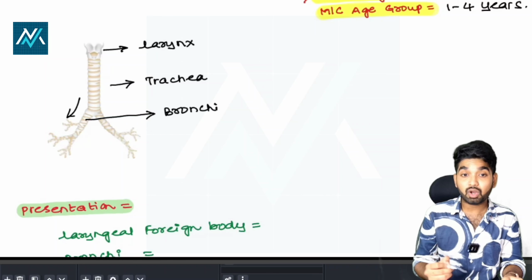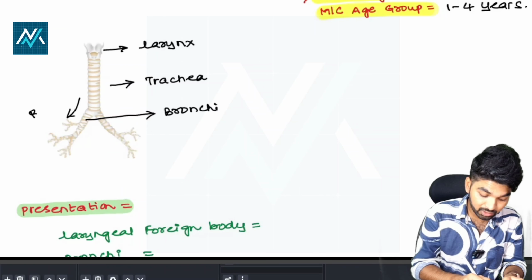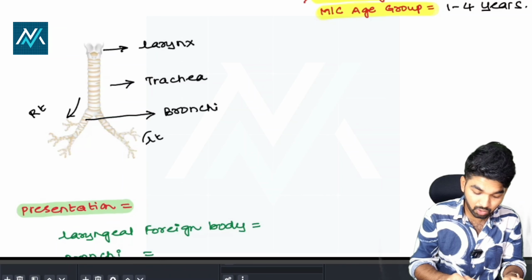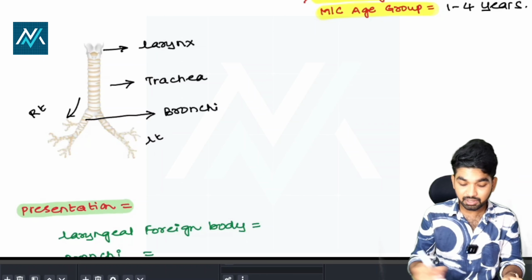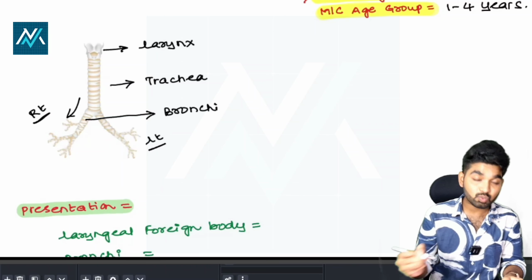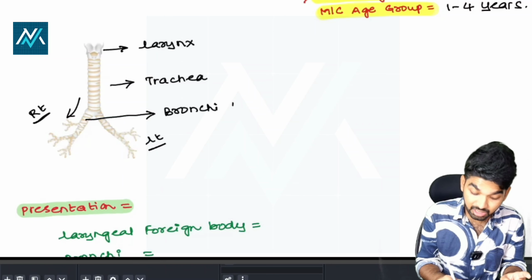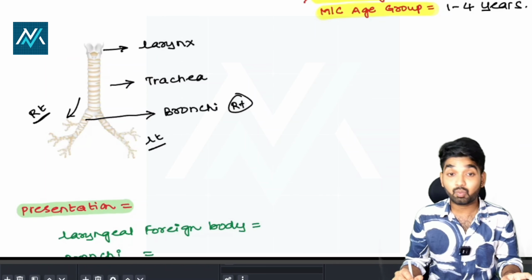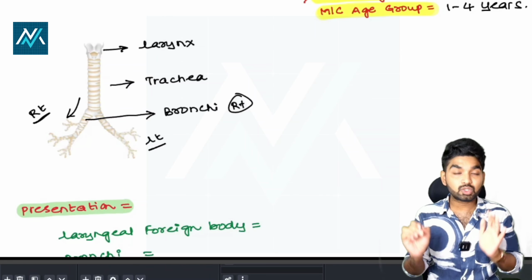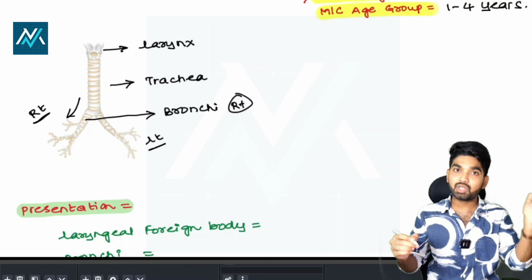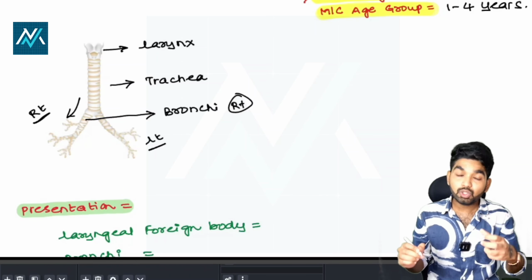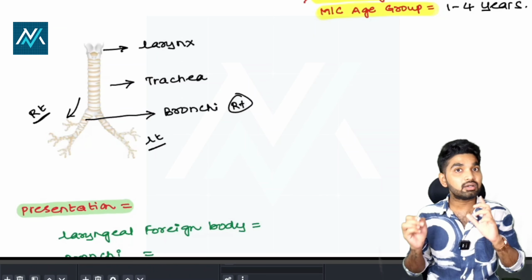I know it is bronchi, but why am I more worried about whether it is the right bronchus or left bronchus? Can anybody tell me whether it is left or right which is more common? It is the right bronchus which is very common. Why is it more common? I told you, for this you need to go back to the anatomy aspects. I told you in anatomy.